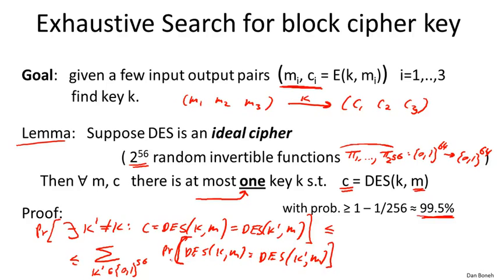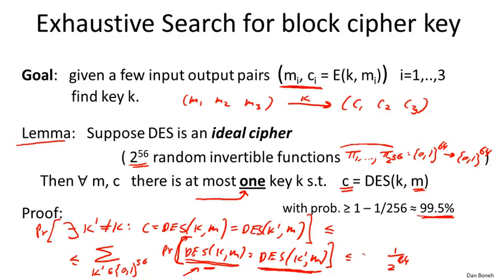Well, let's think about this for a second. Let's fix this value, suppose it's some fixed value. Then we're asking, how likely is it that a random permutation pi_K' at the point M happens to produce exactly the same output as the key K at the point M? It's not difficult to see that for a single key K', the probability is at most 1 over 2^64. There are 2^64 possible outputs for the permutation. What's the probability that it lands exactly on this output? Well, it's 1 over 2^64.